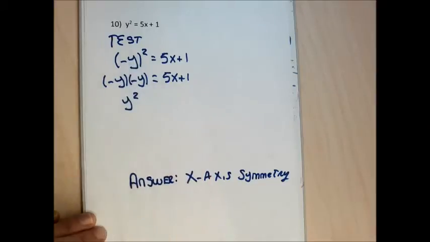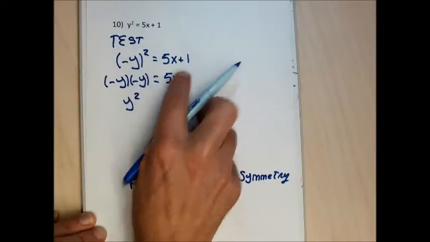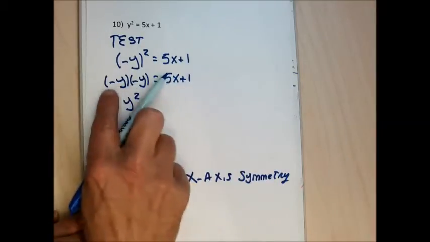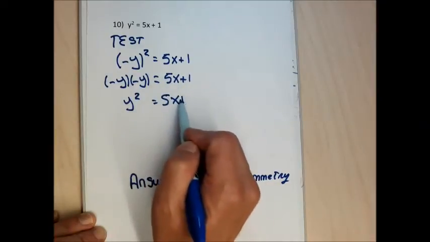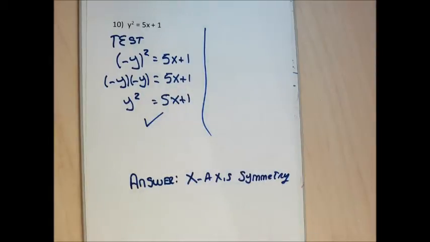And changing the y to negative y gives me negative y squared equals 5x plus 1, which means negative y times negative y equals 5x plus 1. Negative y times negative y is positive y squared. Because when I put negative y in for y and simplify, it gives me the original problem, I know it has that symmetry. I'm completely done with the problem.